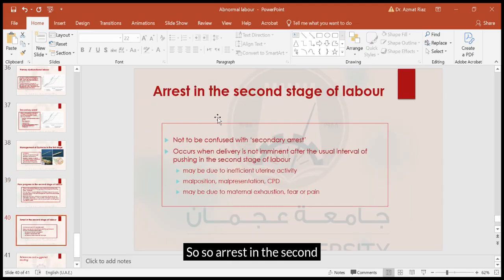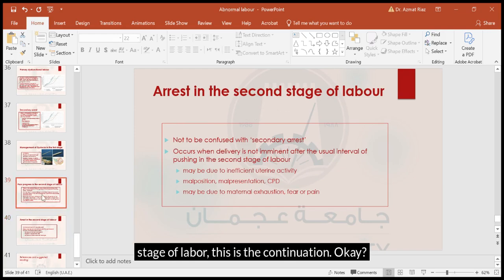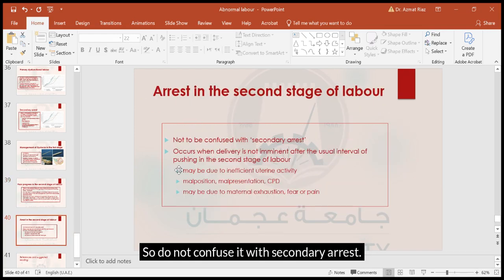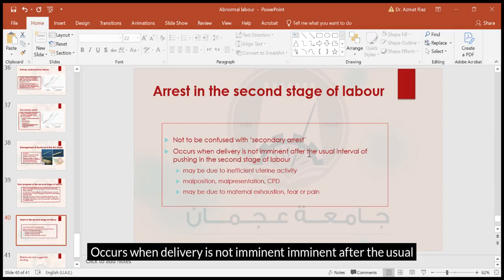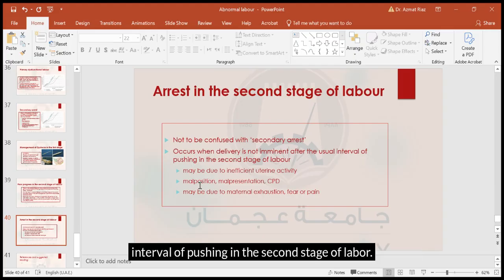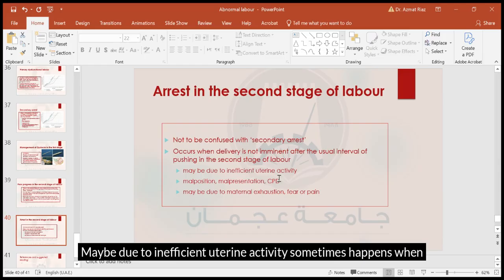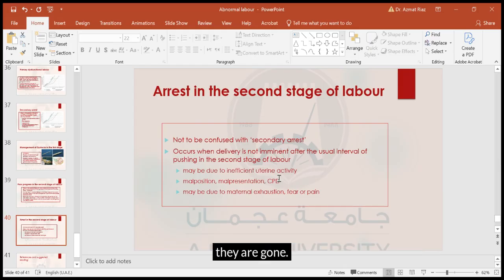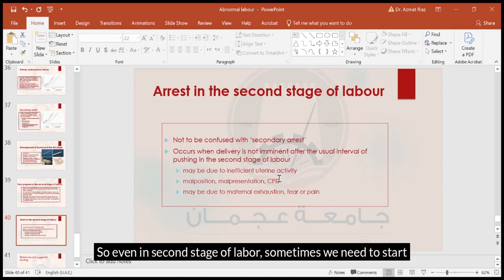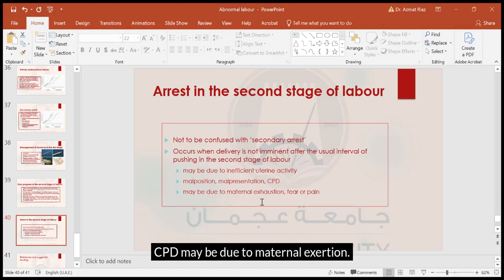So arrest in the second stage of labor, this is the continuation. Do not confuse it with secondary arrest. It occurs when delivery is not imminent after the usual interval of pushing in the second stage of labor, maybe due to inefficient uterine activity. Sometimes it happens that the woman is fully dilated, but her uterine contractions are gone. So even in the second stage of labor, sometimes we need to start oxytocin. Again, rule out malposition, malpresentation, CPD, and it may be due to maternal exhaustion.